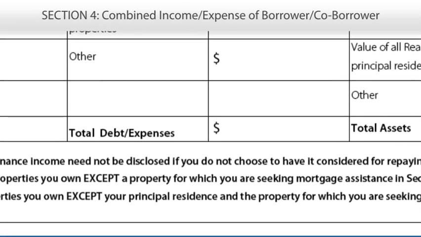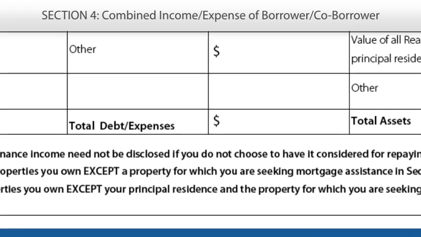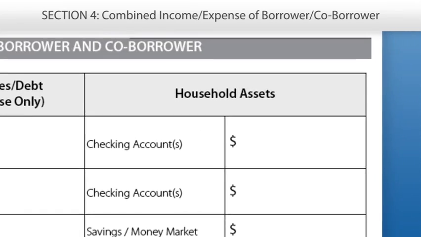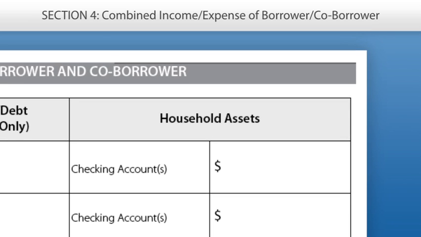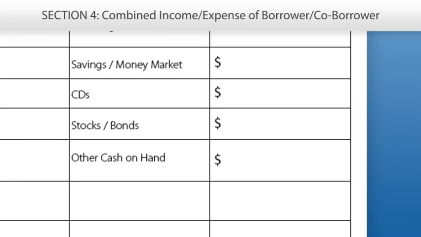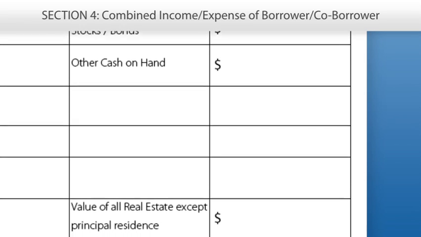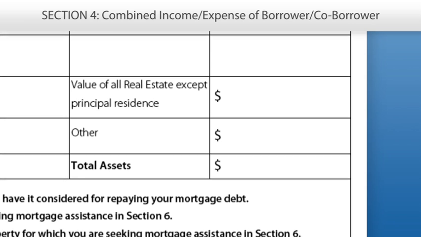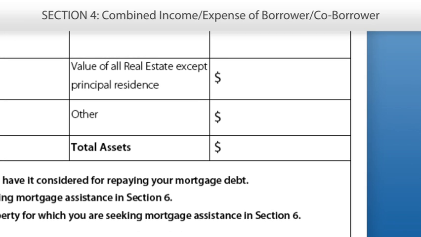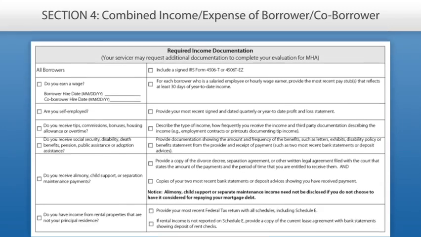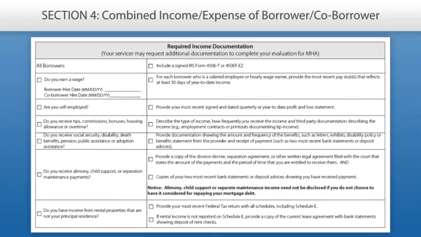When finished, add up the amounts to determine your total debt and expenses. Finally, the last column refers to any assets that exist within the household, such as checking, savings, and money market account balances, certificates of deposit, stocks and bonds, and other cash on hand. Combine these assets with the value of all other real estate you may own, except the principal residence, to calculate your total assets. Then, complete the checklist of required income documentation based on your circumstances as a borrower.